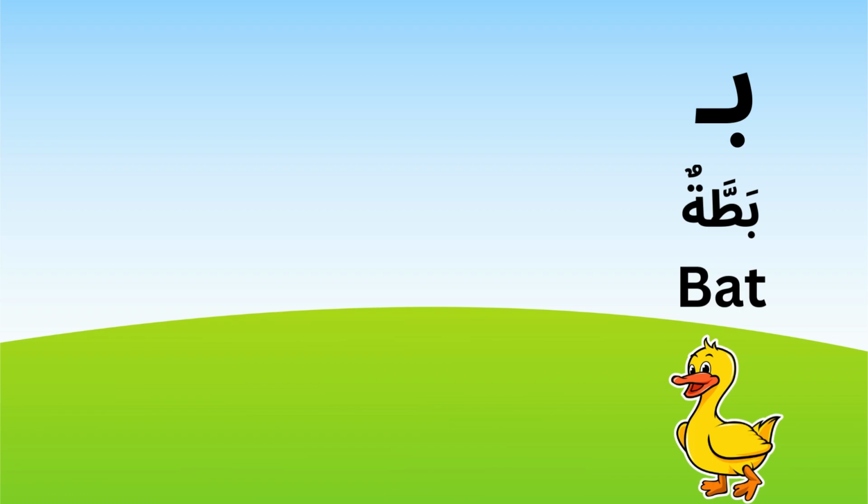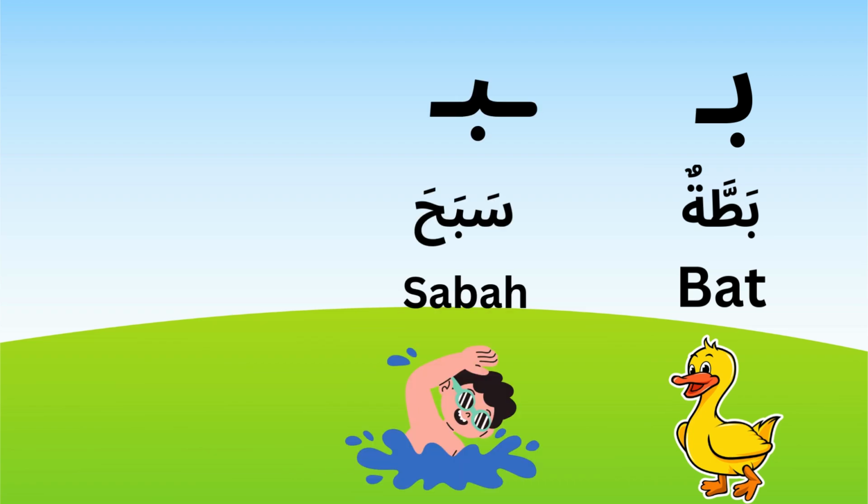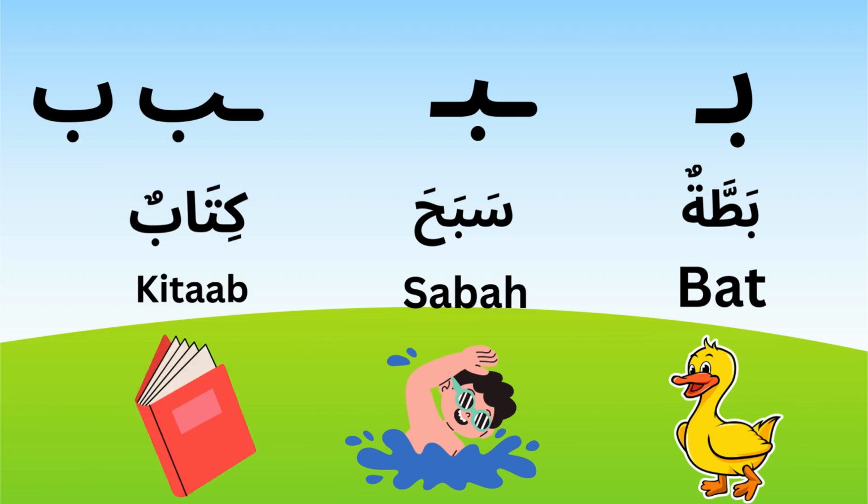Let's start with the letter ba. In the beginning of a word, it looks like this and has one arm. Example, battatun. In the middle of a word, it looks like this and has two arms. Example, sabaha. At the end of a word, it stands alone and looks like this. Example, kitabun.